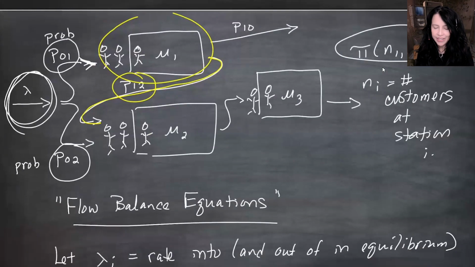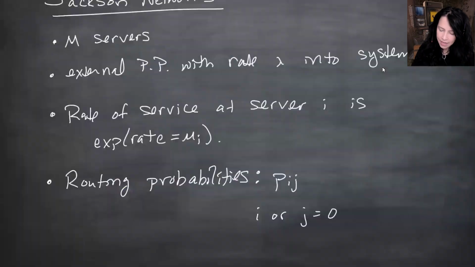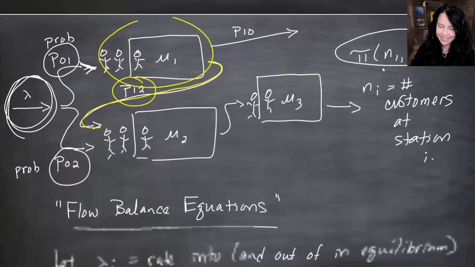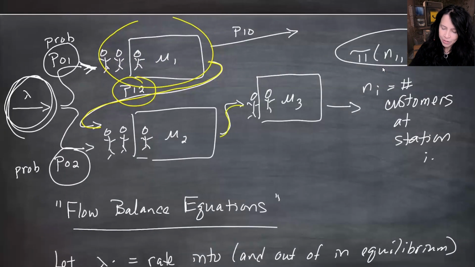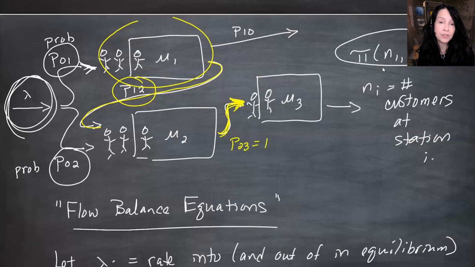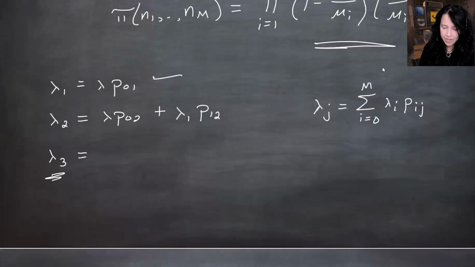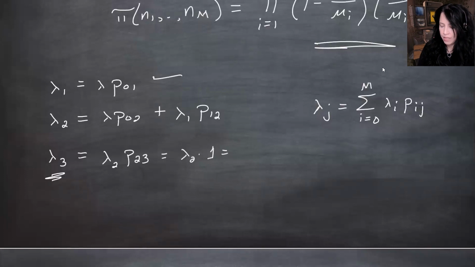Okay, so the rate into station 3 is the rate out of station 2. This arrow right here, the probability we traverse that arrow if we went through station 2, this P23, is 1. That's the only way you go from station 2. And so the rate into station 3 is the rate out of station 2 times the probability you go from 2 to 3. But this is lambda 2 times 1. So this is lambda 2.